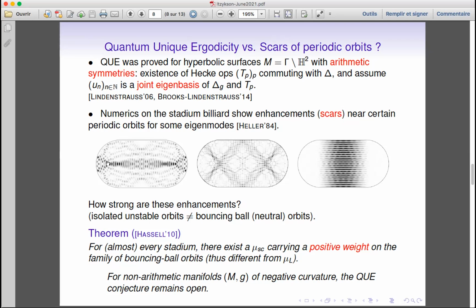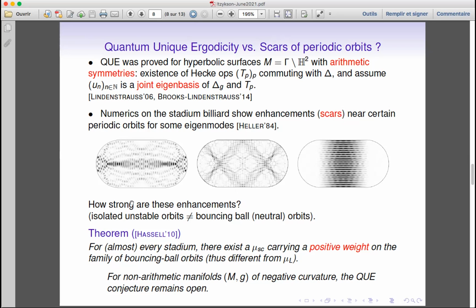billiard, and they saw what they call scars of periodic orbits. Here you have a periodic orbit, this horizontal bounce, and here you have another one. They saw these scars, these enhancements, and they said maybe some eigenstates are stronger here, have a stronger mass along these periodic orbits. Here you have a very strong scar associated with this vertical family of orbits. This family of vertical orbits is called the bouncing ball orbits.